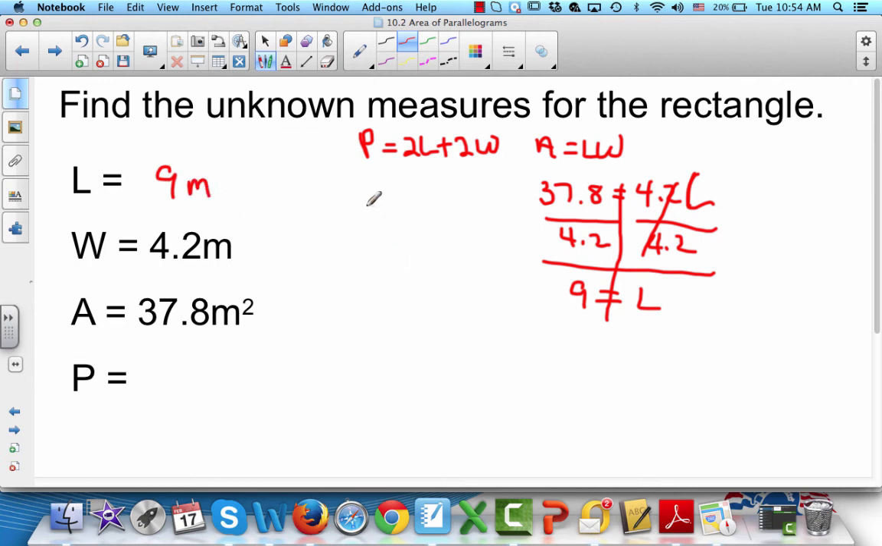How do you find out the perimeter? You go perimeter equals 2 times length plus 2 times width. So that will be perimeter equals 2 times 9 plus 2 times 4.2, and that gives you 18 plus 8.4, which gives you 26.4. 26.4 what? Meters, right. This is not meters squared because area is what's squared, okay?